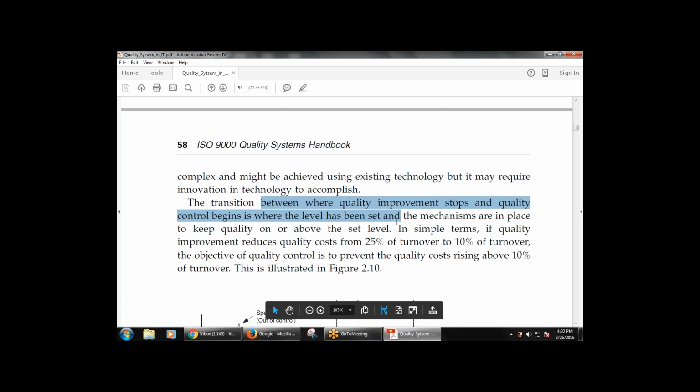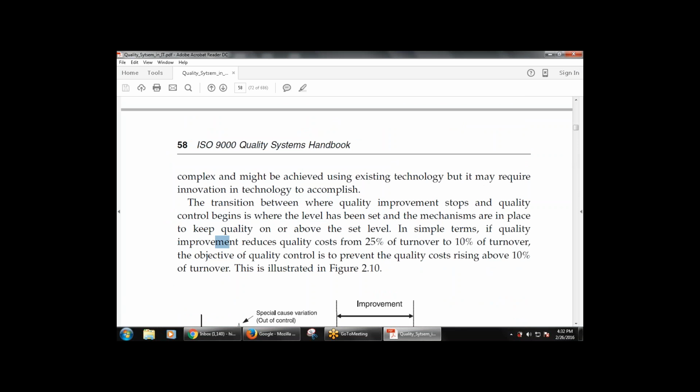And the condition where quality management stops and quality control begins. That means where quality improvement stops and quality control begins is the area where we set the mechanism that is in place to keep the quality on or above the set level. Whatever the mechanism used, it is used to keep the quality on or above the set level.